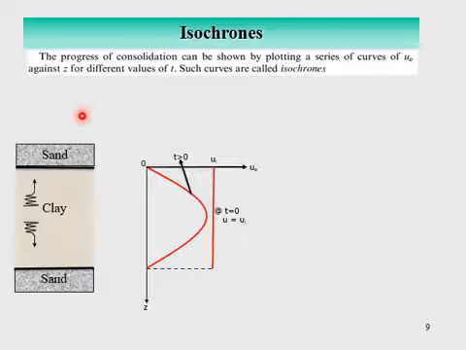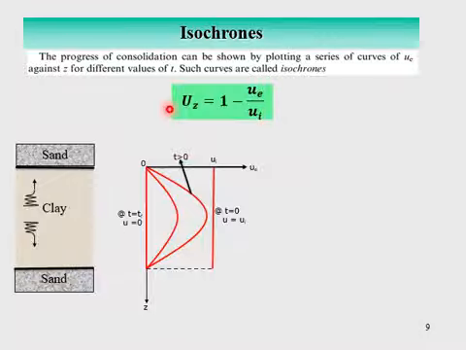Now, if further time passes, the excess pore water pressure again would be 0 at the interfaces and it would reduce at all other points. And when final consolidation is 100% and all consolidation occurs after a long time, excess pore water pressure would be 0 all along the depth. So these curves are called isochrones. So this is the ue and z profile.